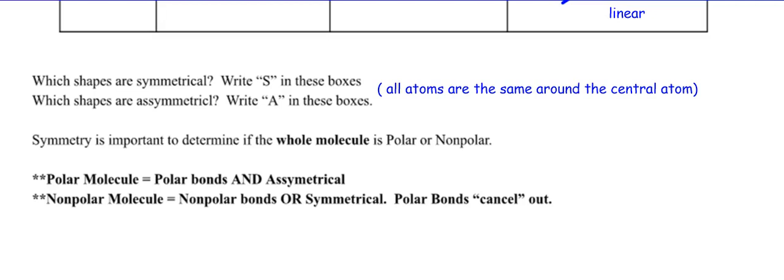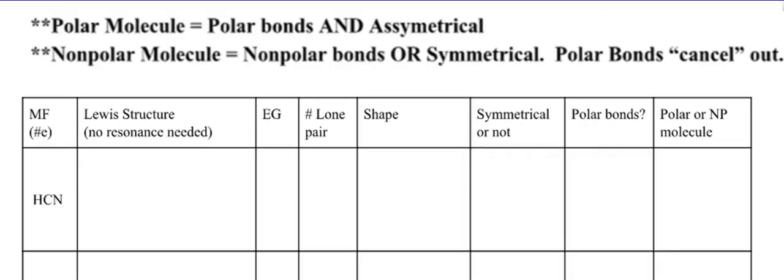So let's look at the next page. We're going to do some of these together. So let's look at HCN, all right? I know I copied over where the name and the date stuff is. I put this here as a reminder of what our end goal is: determine if the whole molecule is polar or nonpolar.